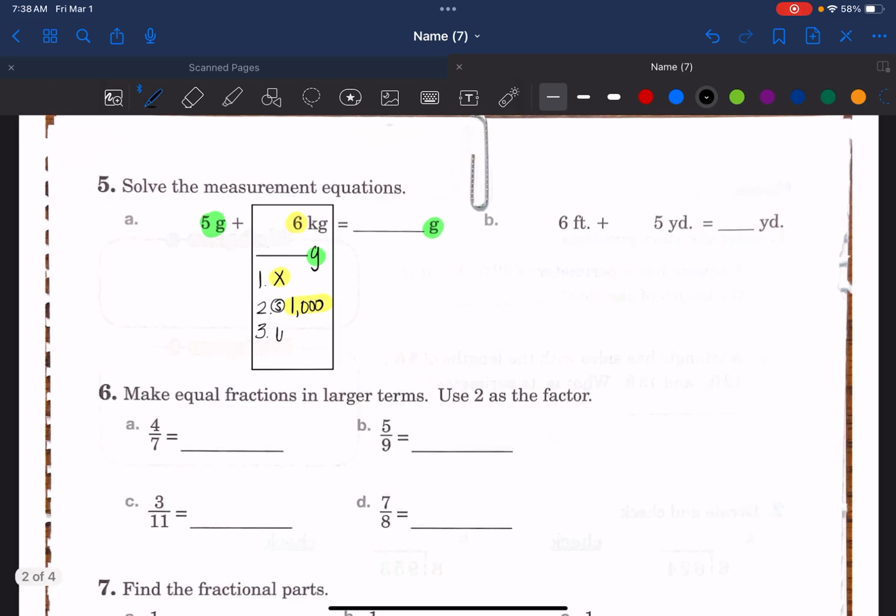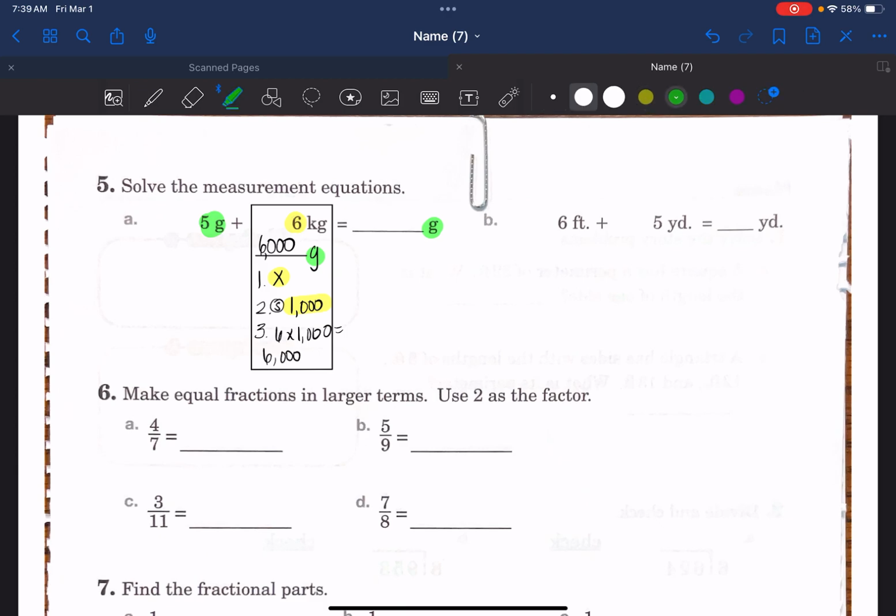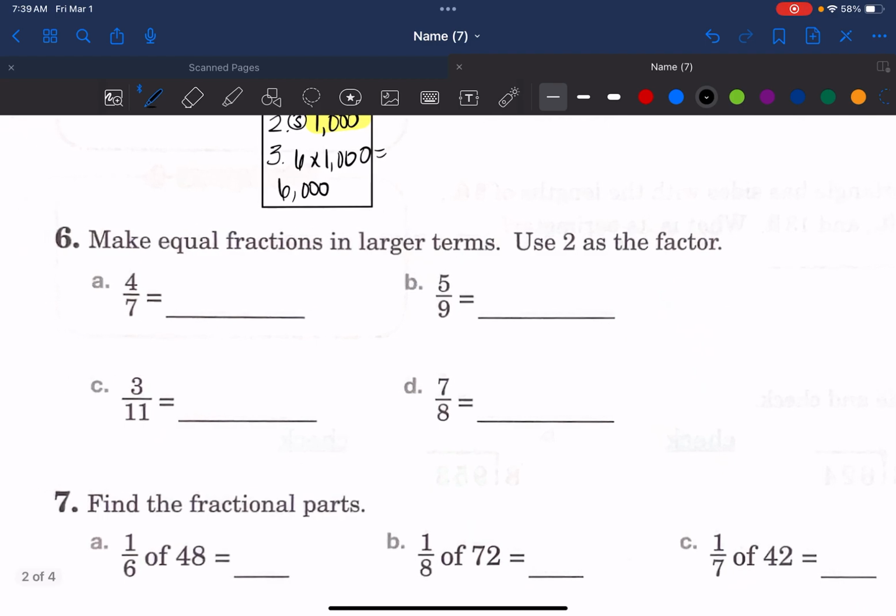So I'm going to do 6 times 1,000, and that's going to equal 6,000. So now I can put 6,000 on my line, and now, since that's a green G, now I have grams plus my 5 grams to equal a new amount of grams. So now, if you would have rewrote it, you have your 5 grams plus your 6,000 grams equals how many grams? Okay. All right.